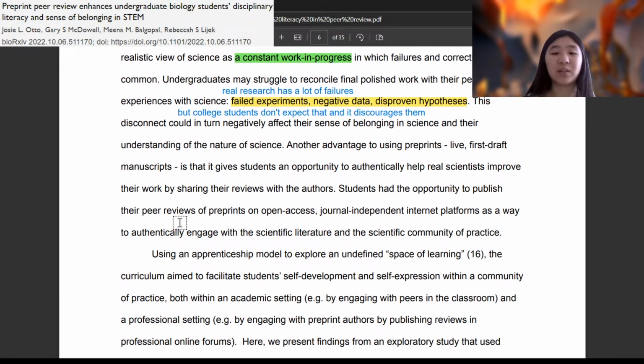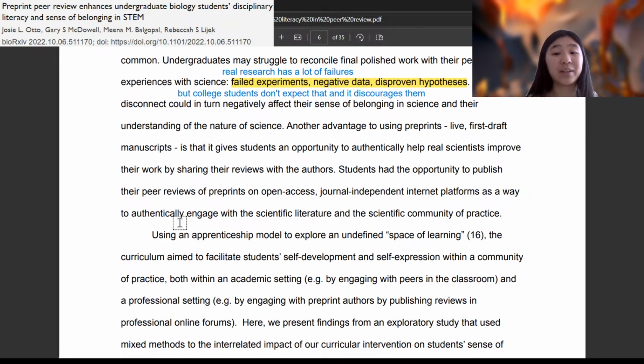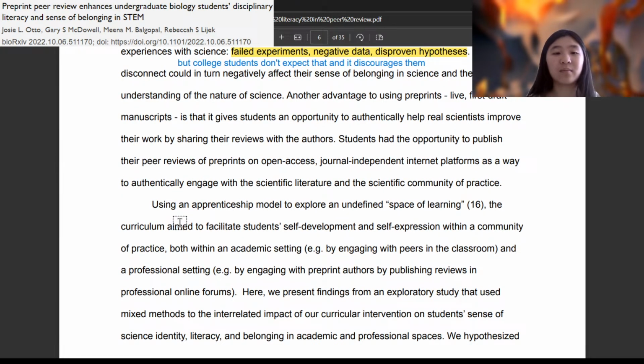Another advantage to using preprints, live first draft manuscripts, is that it gives students an opportunity to authentically help real scientists improve their work by sharing their reviews with the authors. I think that one's probably a self-explanatory sentence, so it gives them a chance to give real feedback.